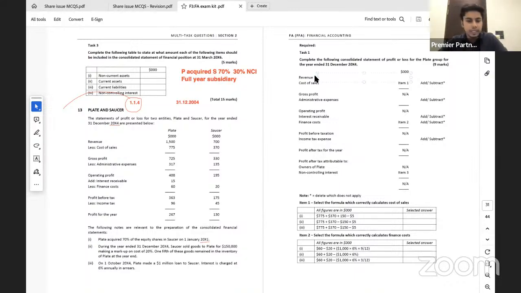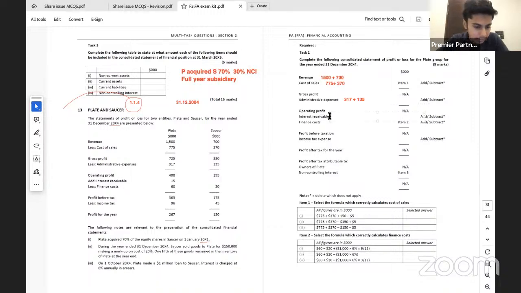Revenue, guys, is going to be 1,500 plus 700. Cost of sale. Now, for cost of sale, they are telling item number 1. Let's ignore item number 1 for the time being. Normally, how will I do? 775 plus 370. Gross profit, not needed here, not applicable. Administration expenses, 317 plus 135. Then, guys, we have operating profit. The paper says no need.